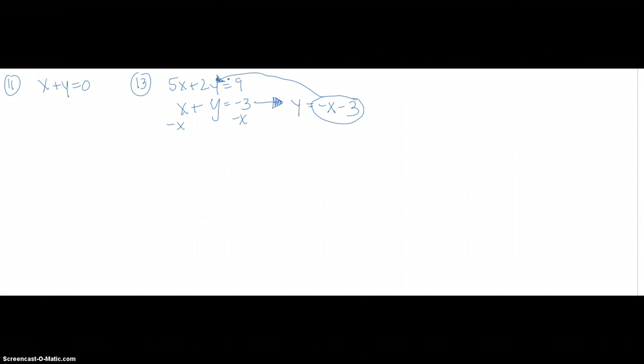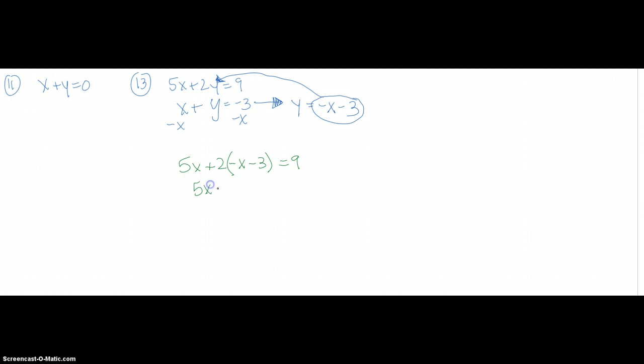Those are equal. So everything else stays the same. I'm just going to have 5x plus 2 times, take the y out, put negative x minus 3 in, equals 9. So now, if you look at this problem and you still have an x and a y in the equation, you have plugged in wrong. Okay, so reevaluate how you plugged in. But if not, you can go ahead and distribute and solve.